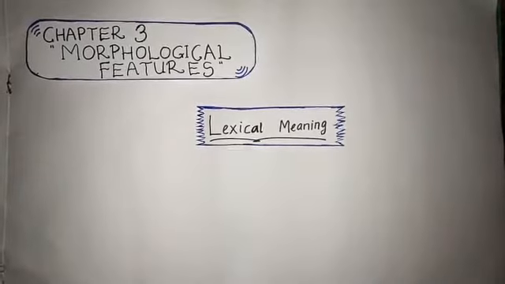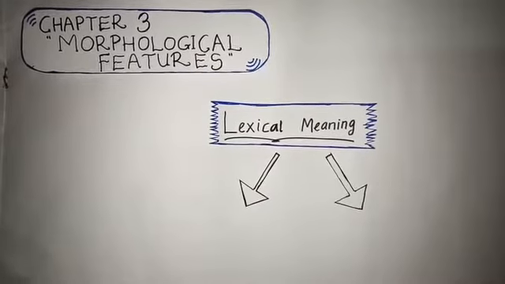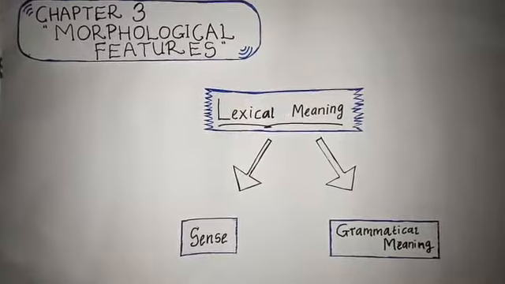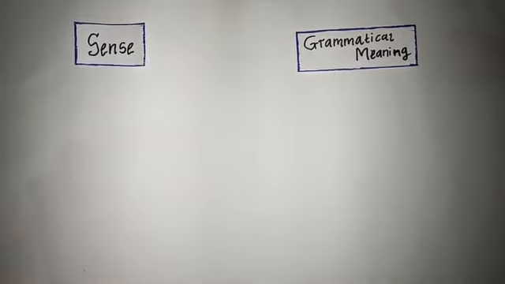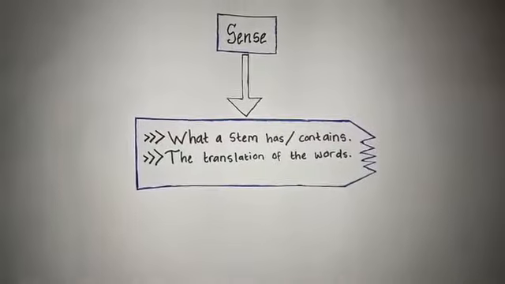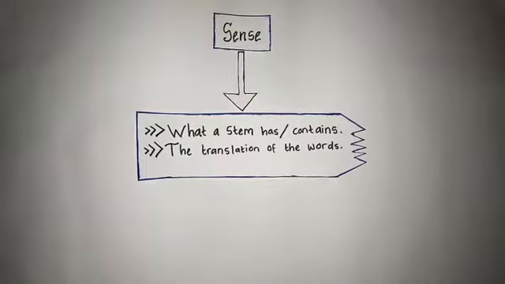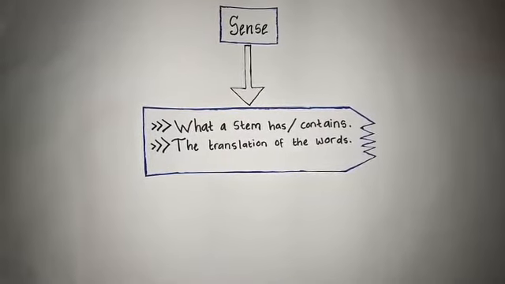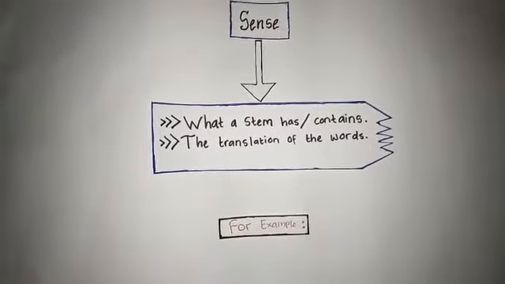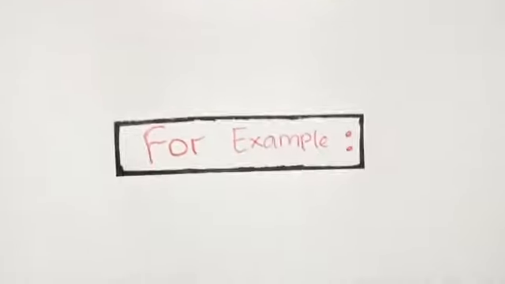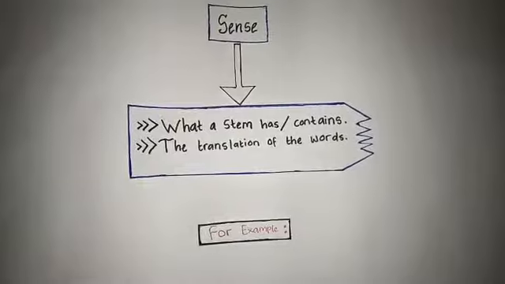Okay, let's check. Here, there is lexical meaning. There are two kinds of lexical meaning, that is sense and grammatical meaning. Two definitions of sense. First, what a stem has or contains. The example is what we think about a word, like a tree. When a native speaker mentions the tree, automatically we think that the tree has branches, roots, and etc. That is sense. So sense is the concept from a word.